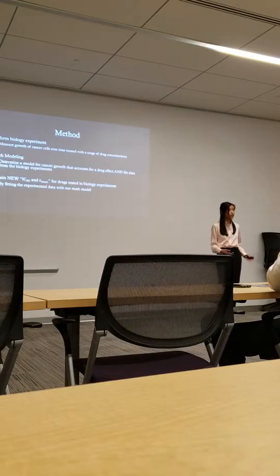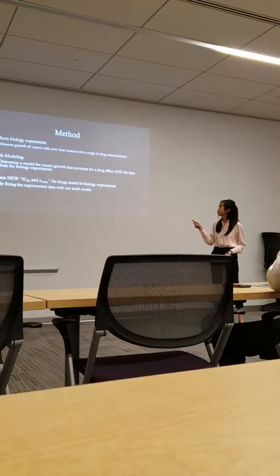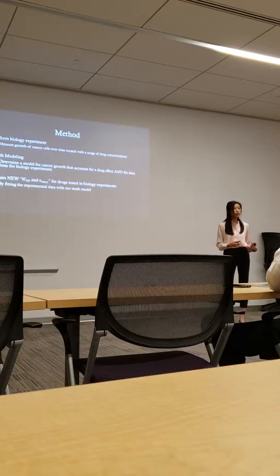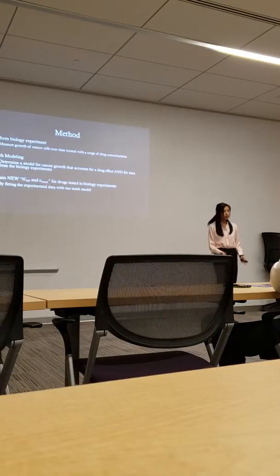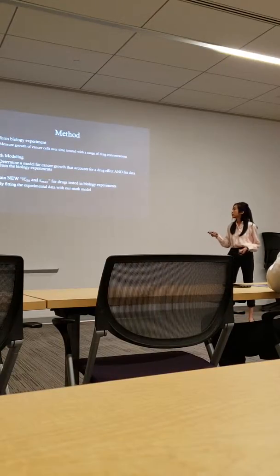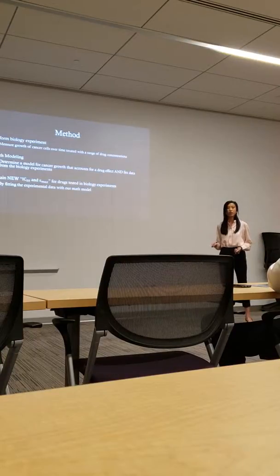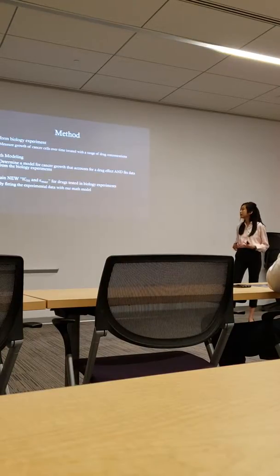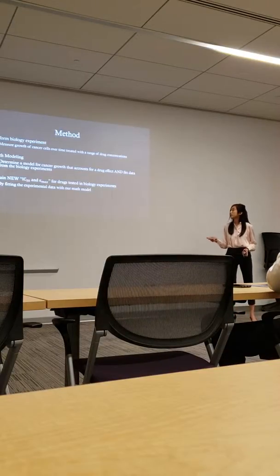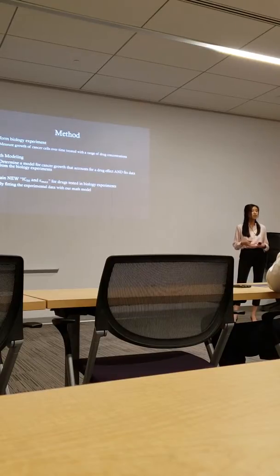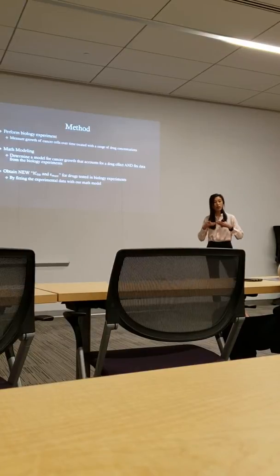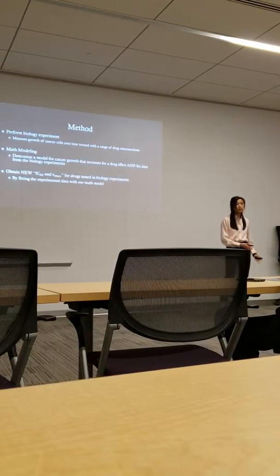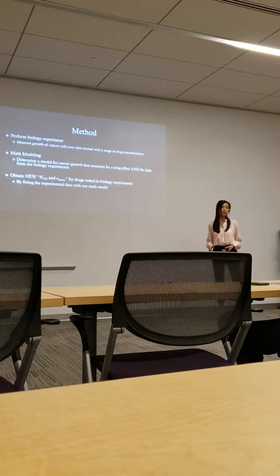So to recap the method, first we have to perform a biology experiment that measures the growth of cancer cells over time and treat it with a range of drug concentrations. Then we determine a mathematical model for cancer growth that accounts for this drug effect and fits the data from our biological experiments. Finally, we will obtain a new IC50 and Emax for the drugs tested in our experiments. This way, we can have a more effective way of measuring drug efficacy that is stable over measurement time.